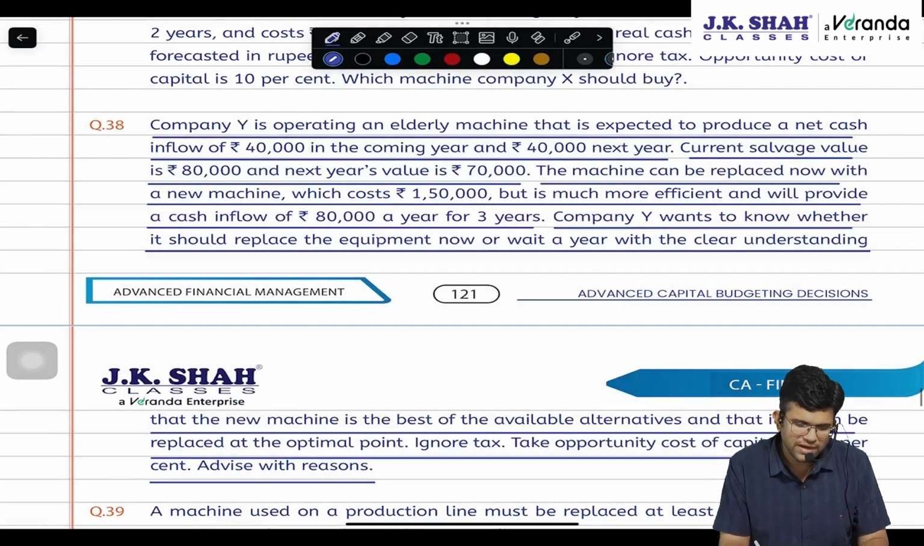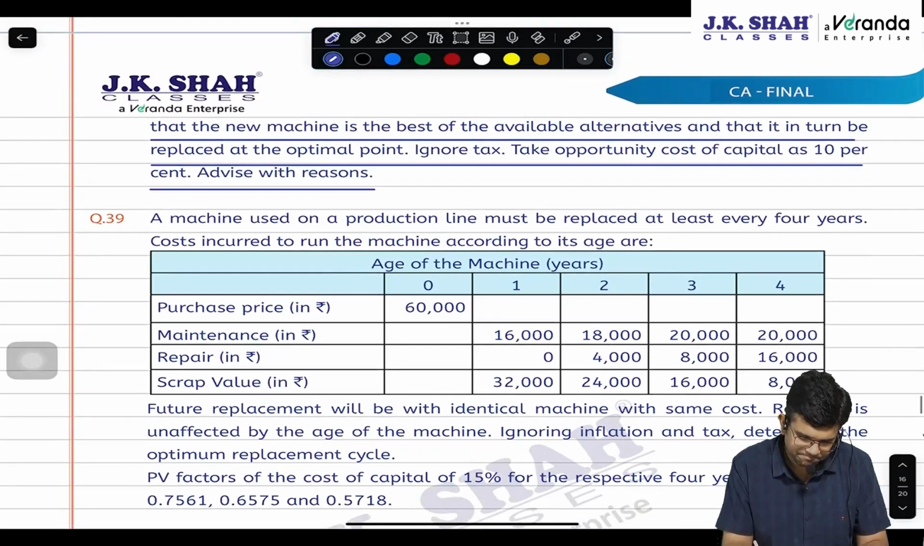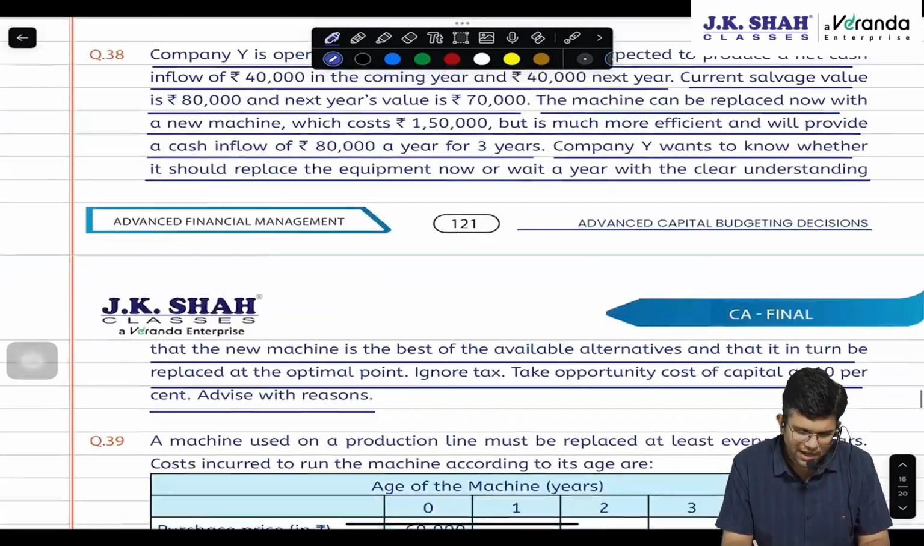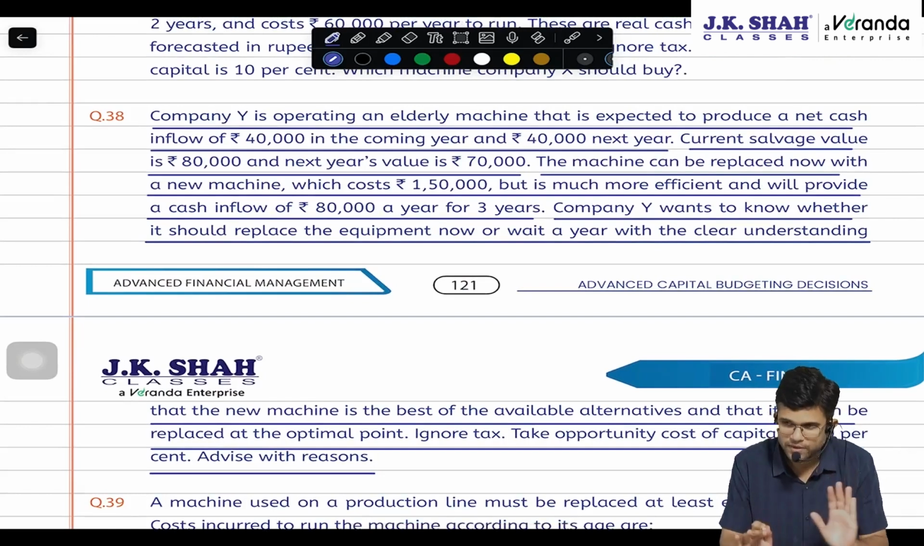Optimum replacement is 2. This is how they do it. Now, when it comes to question number 38, I have a certain way of doing this. ICE has done it in some other way. That is why don't write now. Okay, just let me complete.